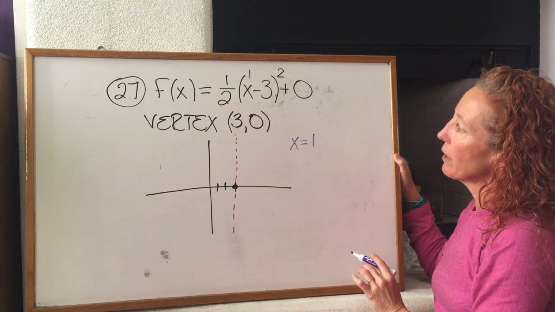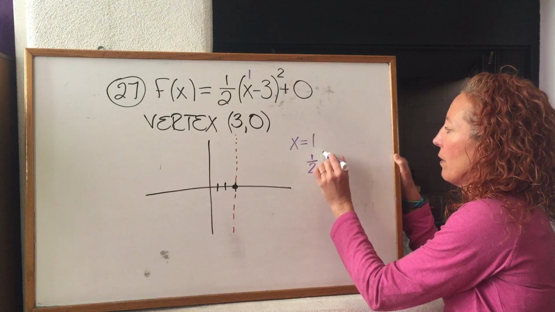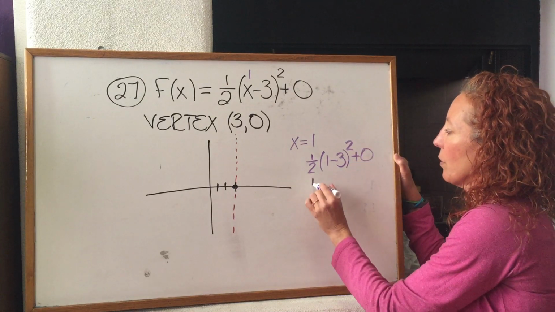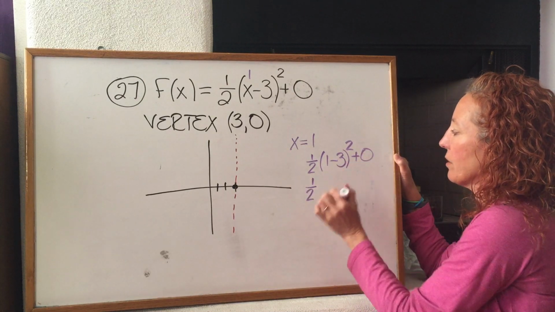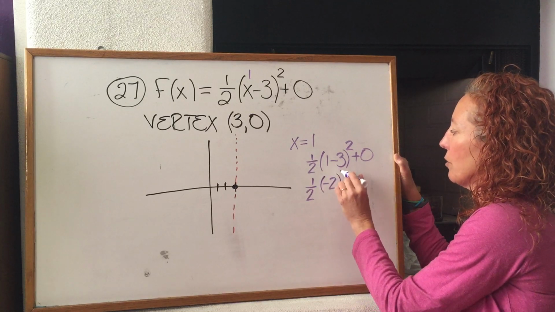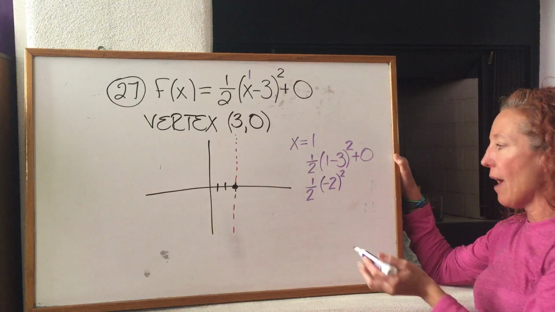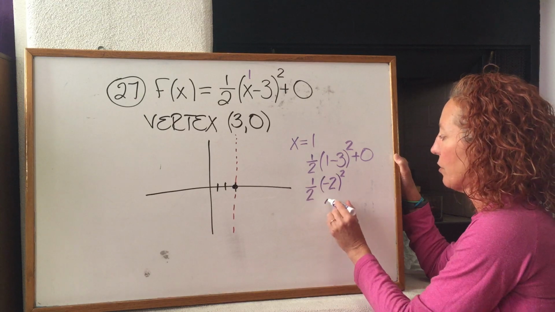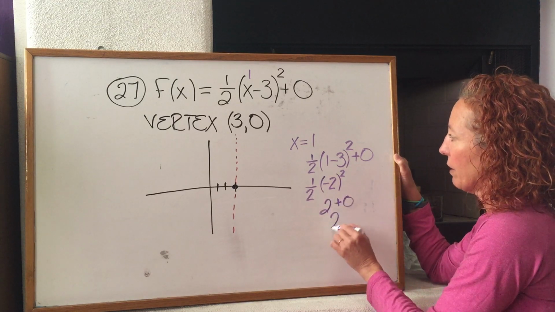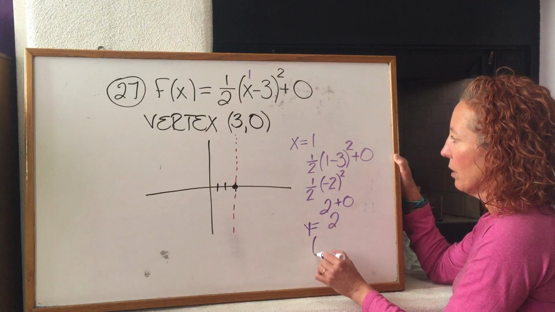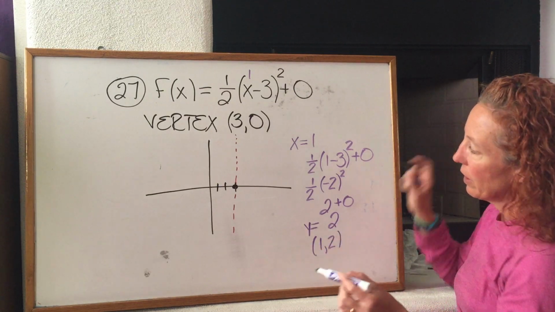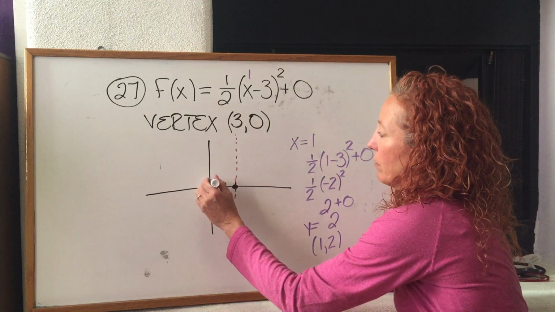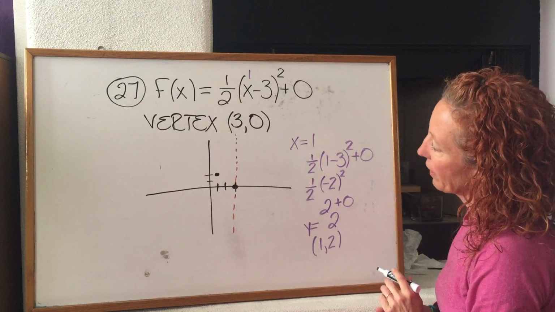So what happens if I plug in 1? I get 1/2 (1 minus 3) squared plus 0. So I get 1/2. 1 minus 3 is -2 squared. Remember to square before you take half. So -2 squared is 4. 1/2 of 4 is 2. And then since we're adding 0, my y value is just 2. So (1, 2) is on my graph. So right 1, up 2. Much better than graphing a fraction.